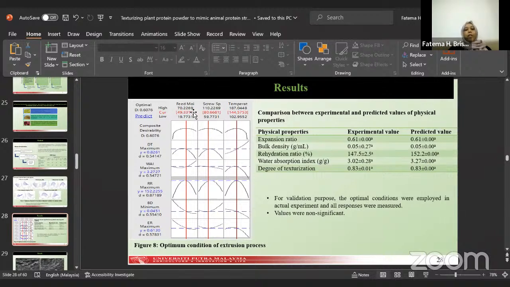So we can say now that these are the extrusion processing parameters that we want to use for the development of texturized vegetable protein. And our industrial partner can even use this optimized condition to produce meat analog from mung bean. It may not be suitable for other proteins because each of the plant proteins has its unique properties. So this is a case study, it's only for mung bean protein.